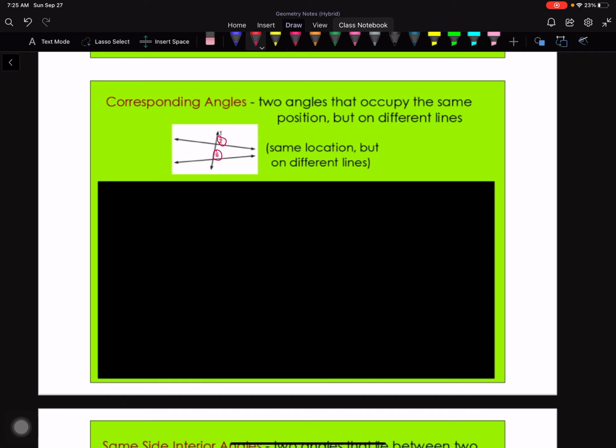Next, we have, I'm going to abbreviate, alternate interior angles. Okay, and I'll try to draw diagrams for all of these as well, but alternate interior angles. Two angles that lie between the two lines and on opposite sides of the transversal.